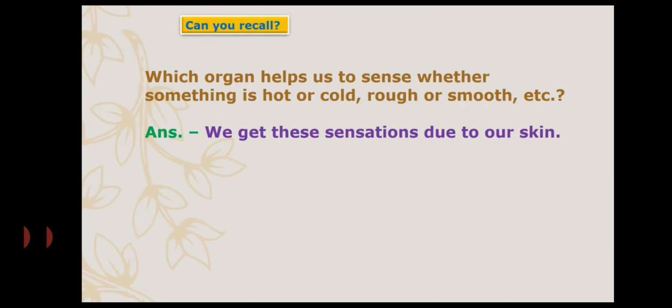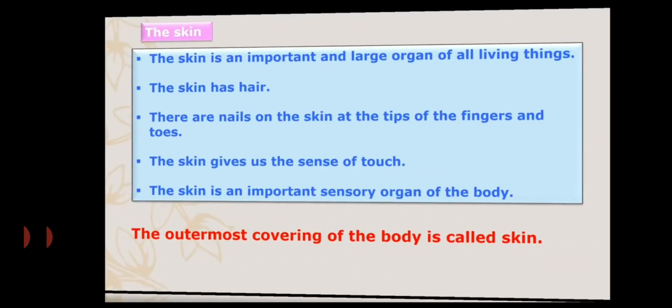Can you recall which organ helps us to sense whether something is hot or cold, rough or smooth, etc.? So we get this sensation due to our skin. We all know that all these types of senses, that is hot or cold, rough or smooth, we can feel with the help of our skin.